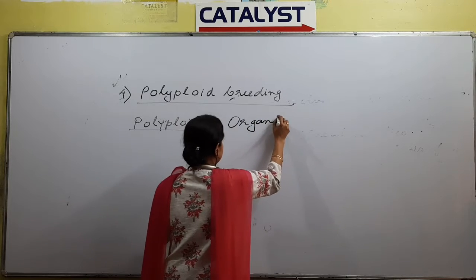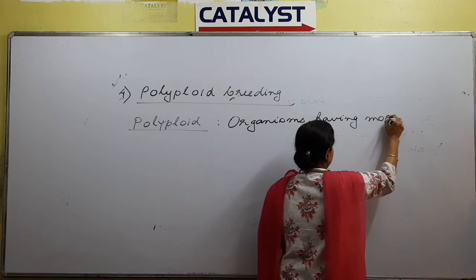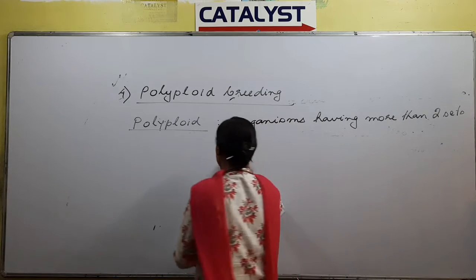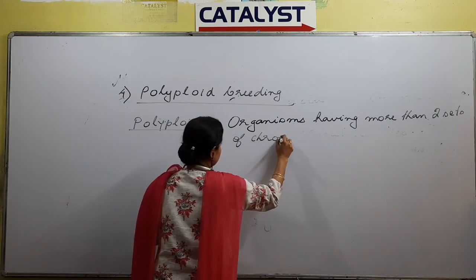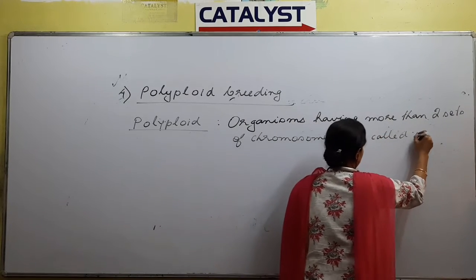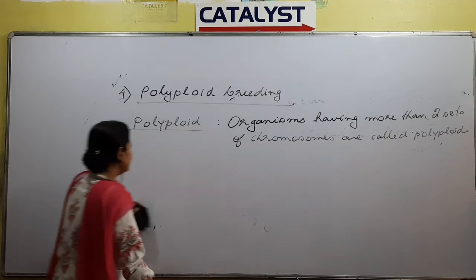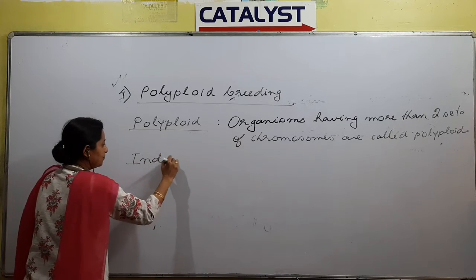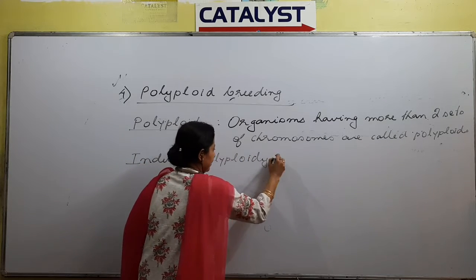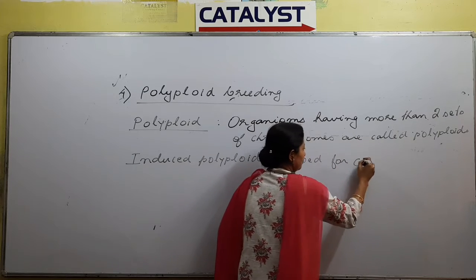Organisms having more than two sets of chromosomes are called polyploids. Next, we have a term called induced polyploidy. Induced polyploidy is used for crop improvement.